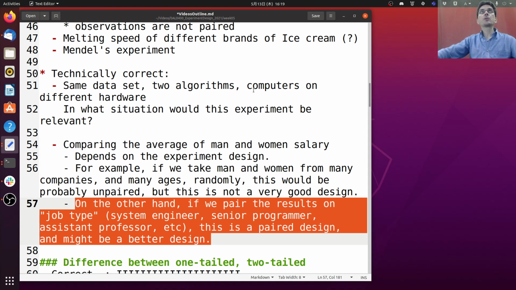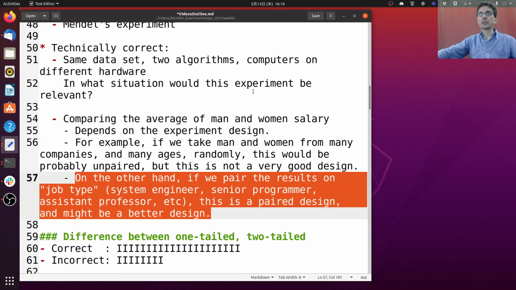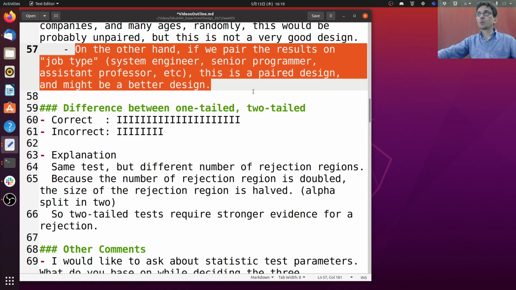Now, the second question of the survey. The second question of the survey was the difference between one-tail and two-tail experiments. And I found this one very interesting because, as I said in the survey, I did not explain this in class.